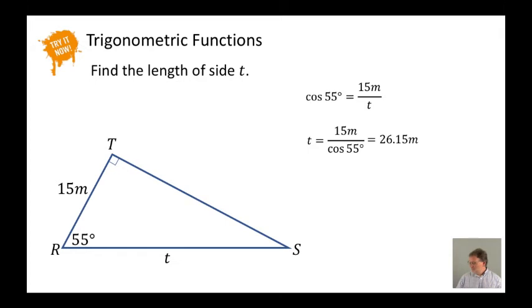So we have to solve that equation for t, again, by multiplying both sides by t so that we can get t out of the denominator, and then dividing both sides by the cosine of 55 degrees so that t can be by itself. We have t is equal to 15 meters divided by the cosine of 55 degrees, and what we get is 26.15 meters. So you can see we can use these trig functions to calculate any of the sides of the right triangle, including the longest side, or the hypotenuse.